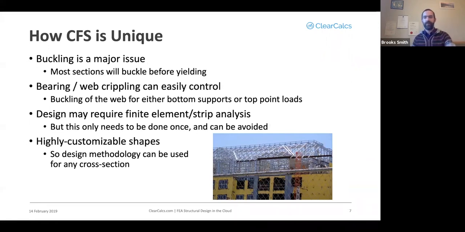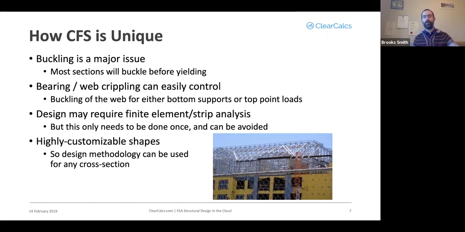Bearing and web crippling is also a major issue in cold form. Buckling of the web at either supports or at point loads is not unlikely to control your design. So you usually have to consider bearing in most materials, but in cold form, it does actually have a reasonable chance of controlling, so you need to be careful with it.